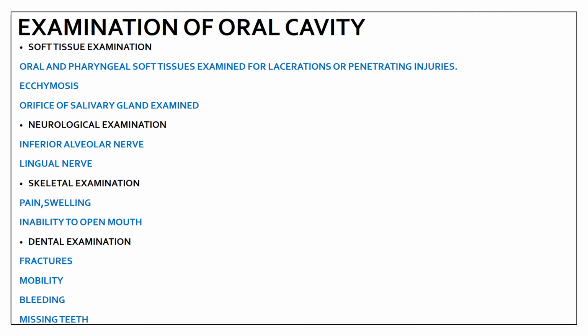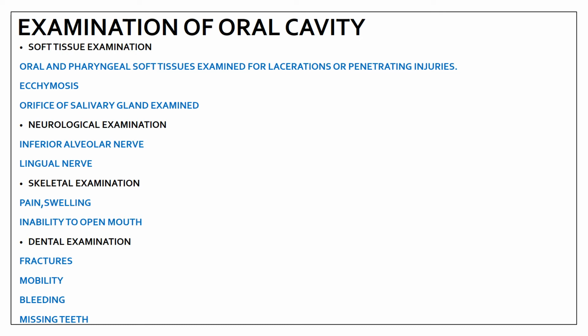The next one is the neurological examination. In neurological, you'll see the inferior alveolar nerve and the lingual nerve. The inferior alveolar nerve is frequently injured as a result of mandibular fracture. If there is a mandibular fracture, this nerve is severely injured, and there will be lip anesthesia on the affected side. So this will help in detecting what exactly the trauma is. Then the lingual nerve is less commonly injured, but injury to it results in anesthesia or paresthesia of the anterior two-thirds of the tongue.